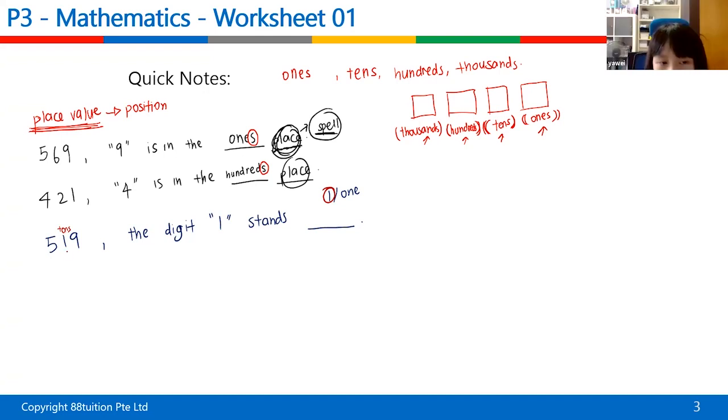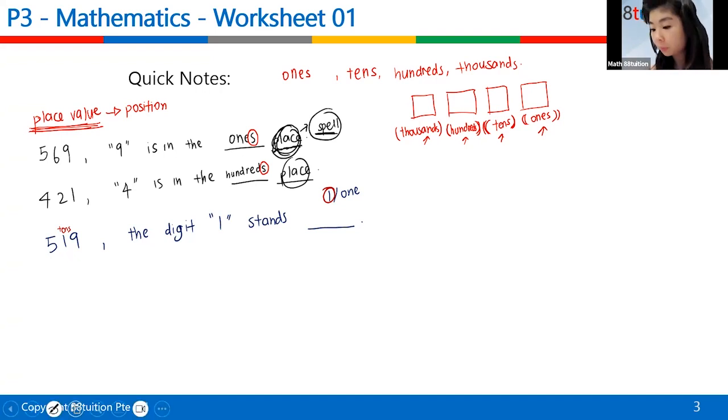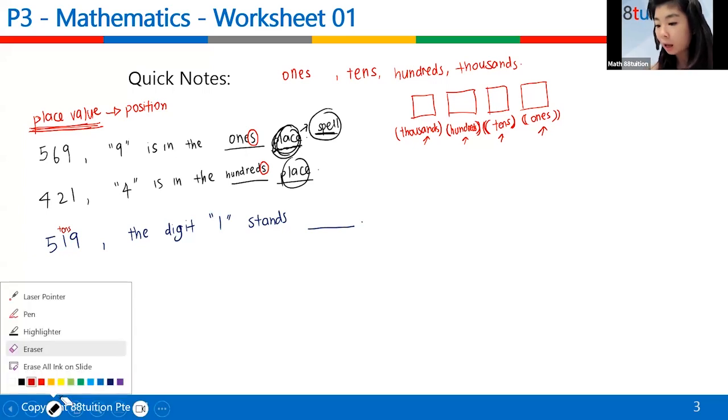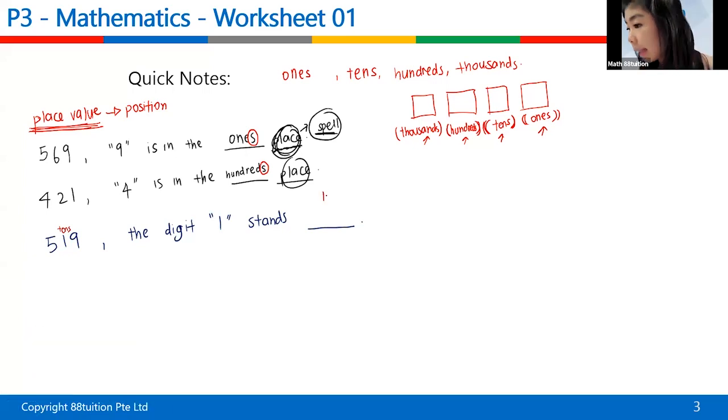Yes. So does this stand for 1 or not? No, right? The digit 1 stands for 10. So, Sakti, should I write out 10 or should I write tens? Which should be the correct answer? Think carefully. This one or this one? The number or the letter?